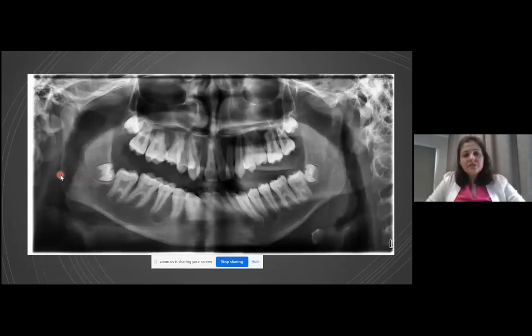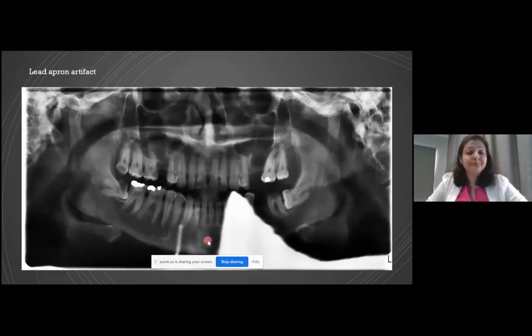This is an image again where you have lost some area in the mandible in the anterior. So probably the patient has a lot of crowding in the anterior, so he wasn't placed well enough in the focal trough. That's why the area is blurred. Also the neck is not positioned properly. That's why you can see the shadow of the spine.